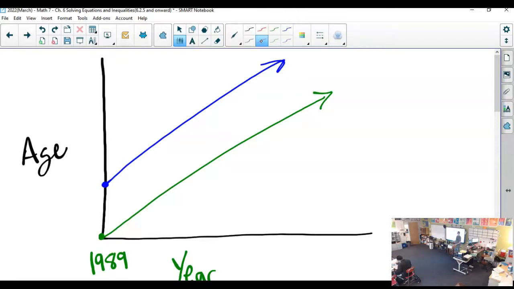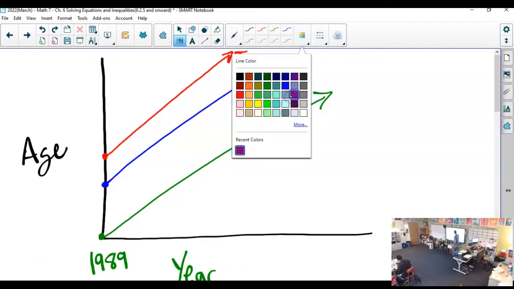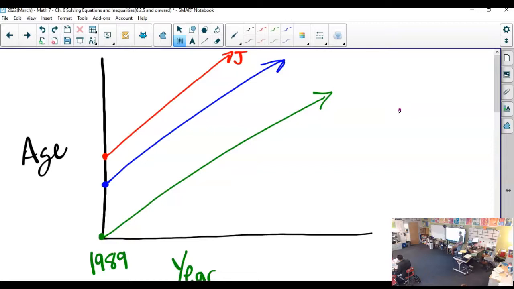Jamie and Devin are actually both older than my brother and I by a couple years. So if this was Jamie, how would I draw Devin's line? You have to know his age first. So this is Jamie's age. What did I tell you about Jamie and Devin? They're twins. So what did we say about their age? It's always the same, so it's going to overlap. So these lines that are on top of each other, they're always the same age. They always equal each other. It doesn't matter what year it is.